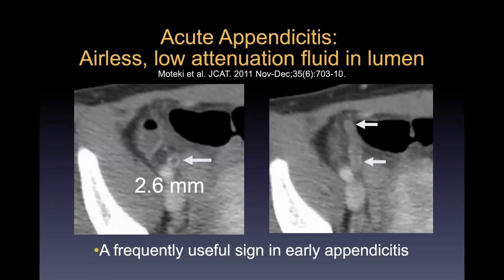Now, I think the specific number is sort of ridiculous because who is measuring something to 0.6 millimeters? But this sort of general idea that the more fluid there is in the lumen, the more distended it is, the more likely it is to represent pathology, I think is important. You can sometimes have a little slip of fluid in the lumen, a millimeter or two, in normal patients.